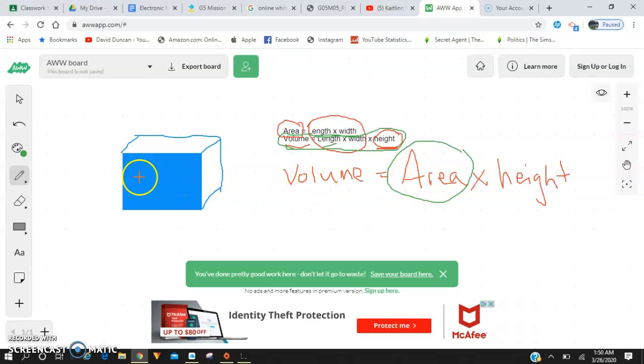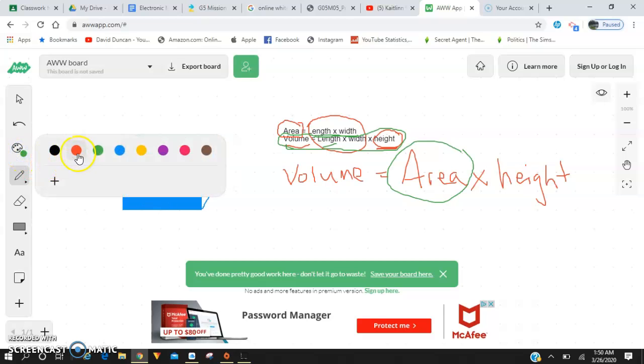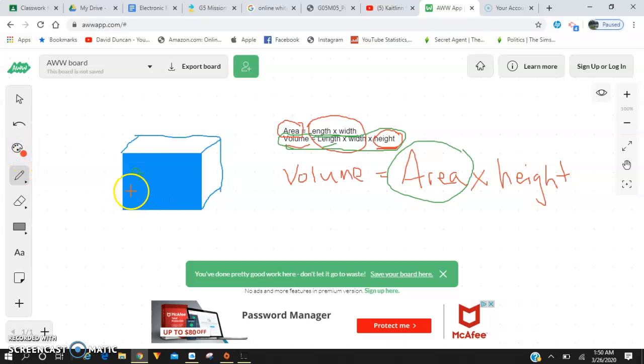So if I have a right rectangular prism and they say that my area on one side, let's go with red, you can't really see that color very well. They say my area for one side of my right rectangular prism, let's say it's 12. It's going to be 12 inches squared. And we know with area, it's squared.